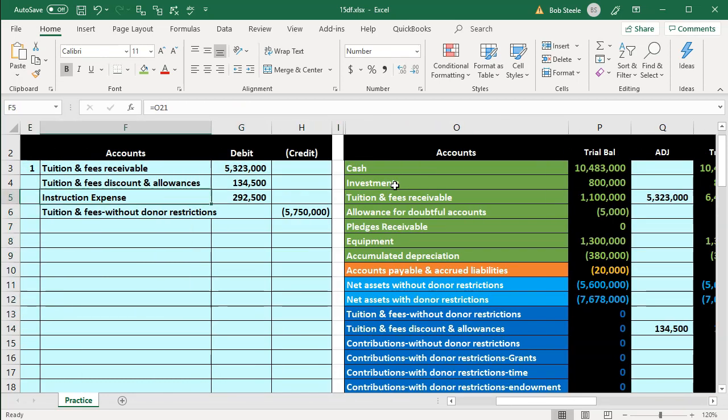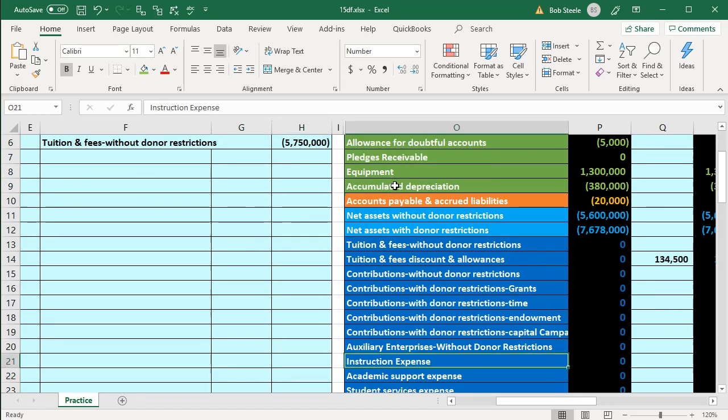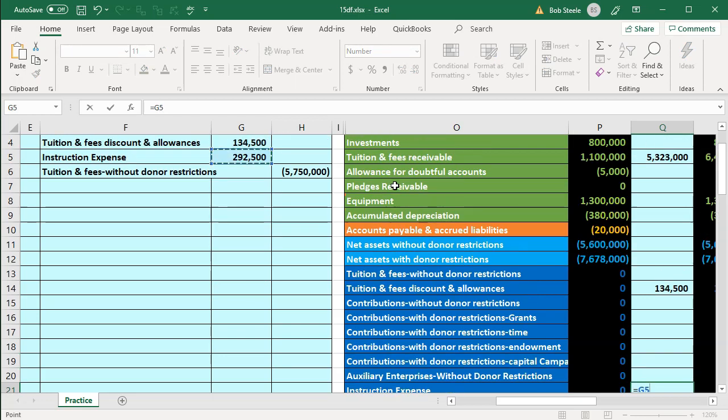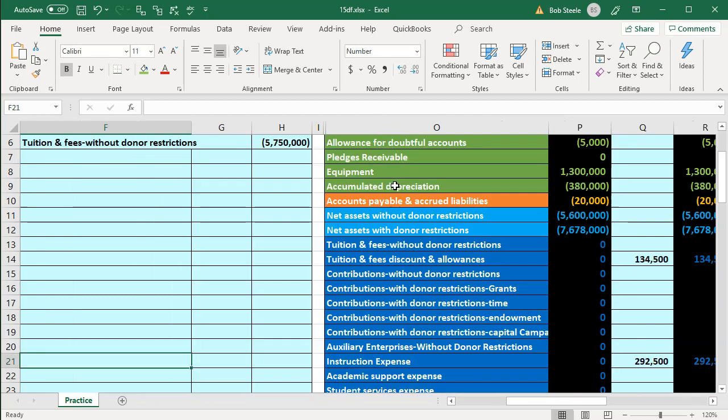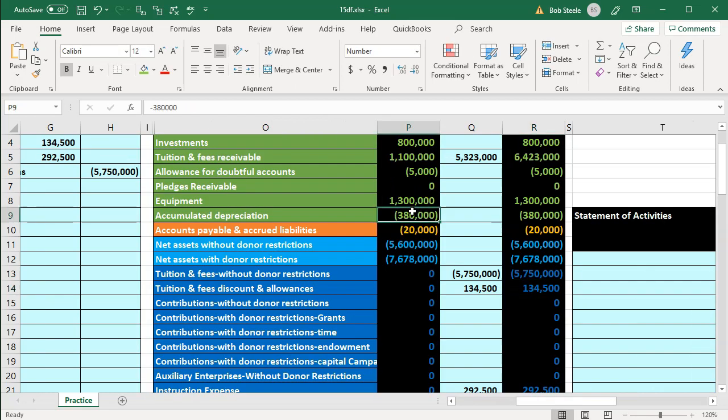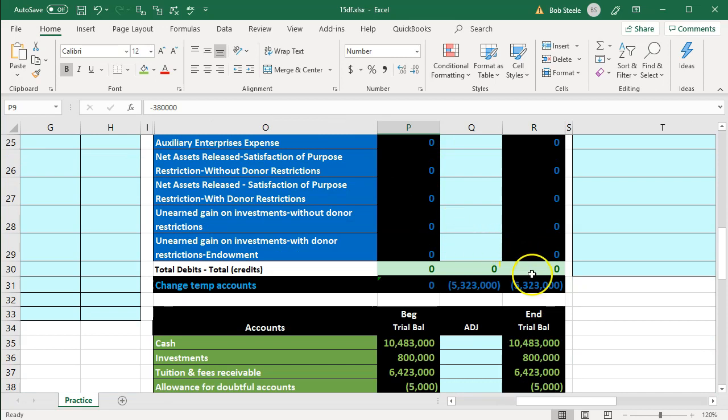And then we're going to go to the instruction expense. Scrolling back down, finding the instruction expense. That's going to be in cell Q21, where we will say equals. Scroll back up and pick up the instruction expense of the 292,500. And then finally, we've got the tuition and fees without donor restriction. That's going to be in cell Q13. Within cell Q13, we're going to say equals and scroll over and pick up that credit of the 5,750,000. There we have it. We're going to scroll back down and see if we are in balance with the green zeros. We have green zeros indicating we are indeed in balance.